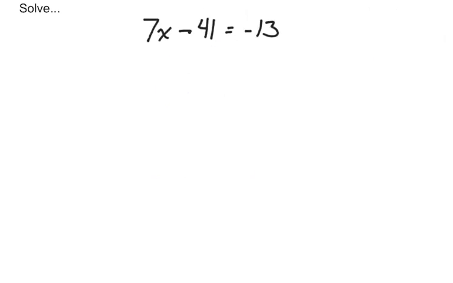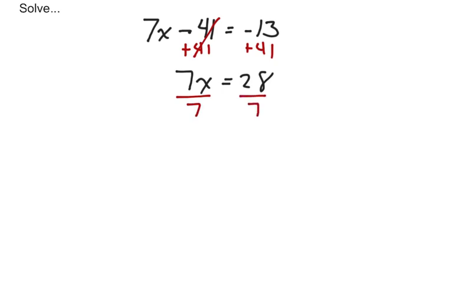Solve another one. 7x minus 41 equals 13. So get rid of the minus first by adding. We add 41 to each side. These guys cancel. So we're left with 7x, and on the right side we have 28. Get rid of multiplication by dividing. Divide by 7, divide by 7. These guys cancel, and we're left with x equals 4.